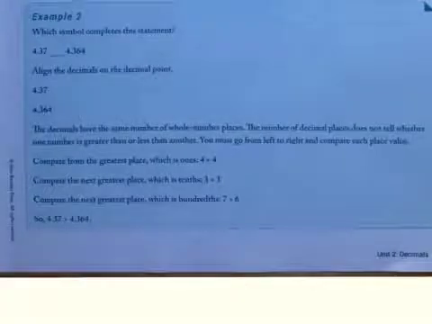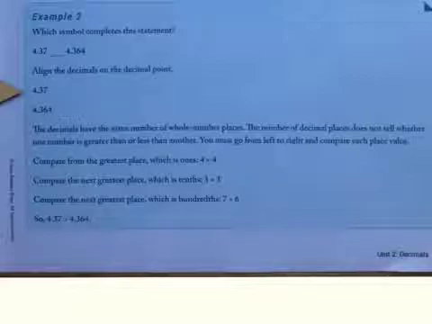Alright, so let's look at example 2. This asks us which symbol completes the statement. We have 4.37 and then we have 4.364. So it asks you to align the decimals. Let's look at these decimals aligned, and we come up with 4.37 on top of 4.364. If you look at the decimals, they have the same whole number, and the decimal places do not tell whether one number is greater than the other. You must go from left to right and compare the value.